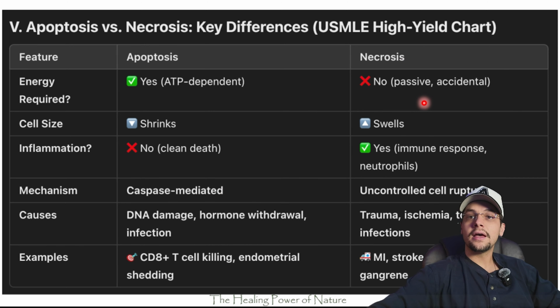Whereas with necrosis, no energy is required. It's passive, it's accidental, it's caused by an external factor. The cell swells, there's inflammation, it's uncontrolled cell rupture, so enzymes leak into the bloodstream. It's caused by trauma, ischemia, toxins, or infections. Examples include myocardial infarction, stroke, pancreatitis, or gangrene.